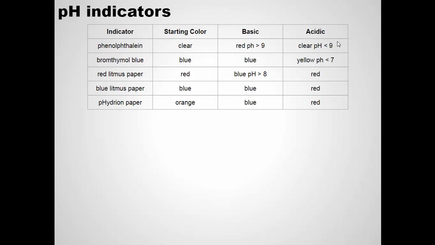Bromothymol blue is another one. This is bromothymol blue. I'm going to dilute it a little bit because it's really concentrated. This is just some distilled water. All right, so this is bromothymol blue, and it's blue. It starts off blue, and under basic conditions stays blue. But when you add acid, it indicates acidic conditions.